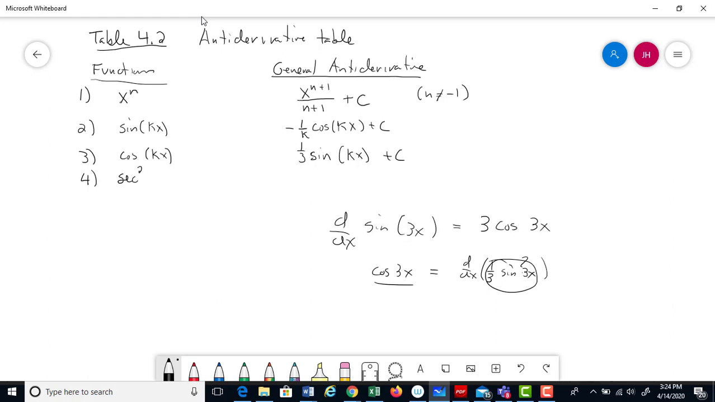The secant squared of kx. Now what function do you take the derivative of to get the secant squared? Well, you know it's going to be the tangent of kx. But when you take derivatives, you would multiply by the k, so when you take antiderivatives, you're going to divide by that k. And then, of course, plus c.